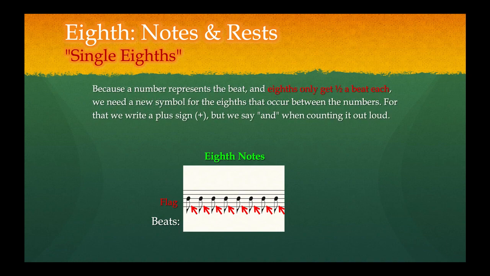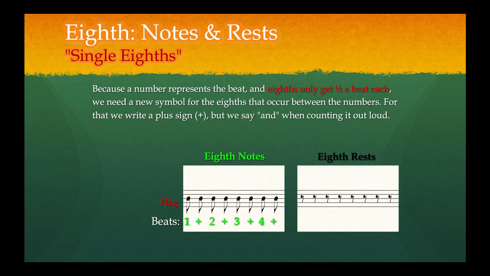Because a number represents the beat, and eighths only get 1/2 a beat each, we need a new symbol for the eighths that occur between the numbers. Here are where the numbers fall for the beats, 1, 2, 3, and 4. For the new symbol that occurs between the numbers, we write a plus sign, but we say "and" when counting it out loud. This is where the plus signs go after each number. We would count it 1 and 2 and 3 and 4 and.